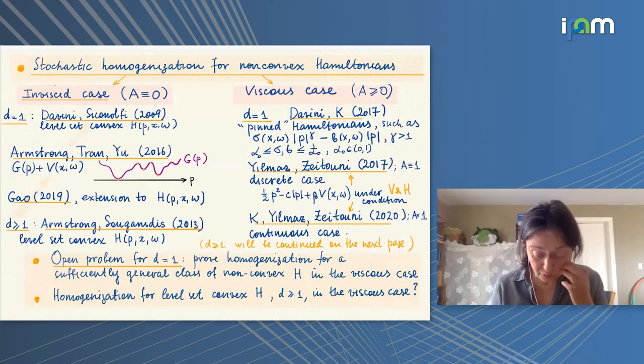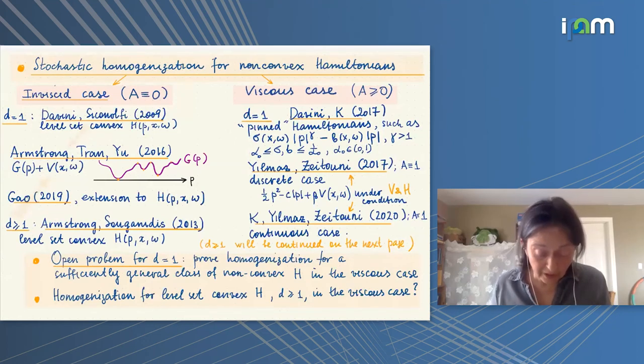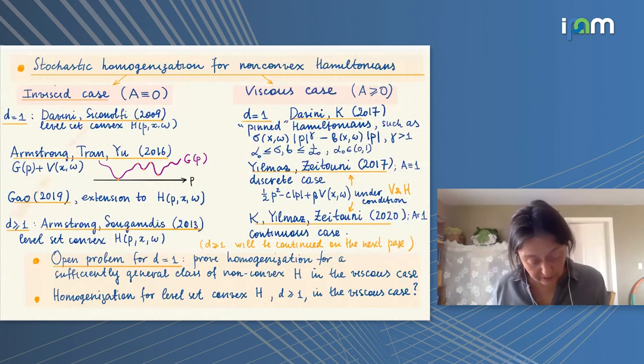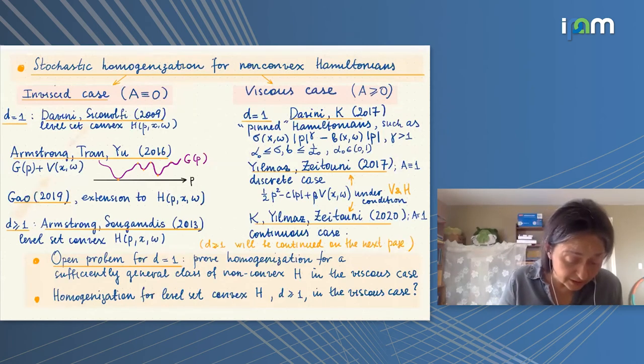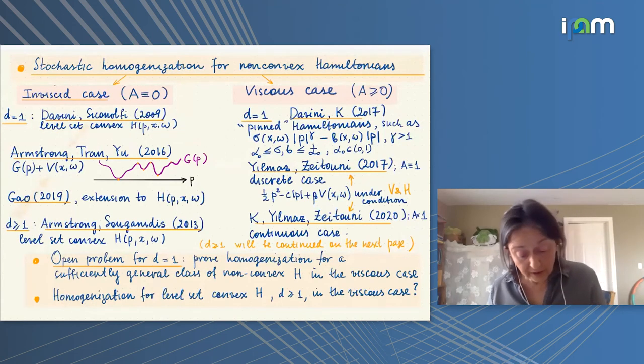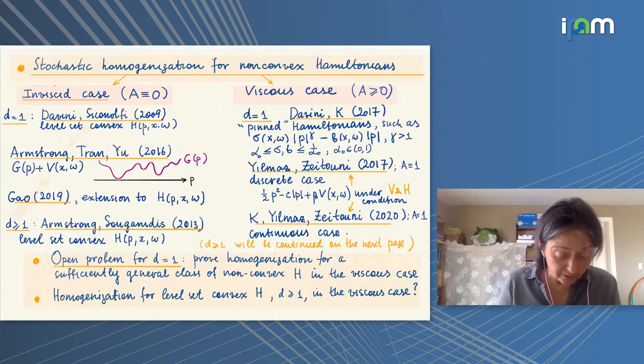So I'm going to basically discuss the literature that I'm aware of on positive results on stochastic homogenization. I decided to start, maybe unfortunately, with dimension 1 and then go to higher dimension. In any case, the one result I know of in dimension 1 came in 2009: Davini and Siconolfi had a homogenization result for level set convex Hamiltonians, only in dimension 1.